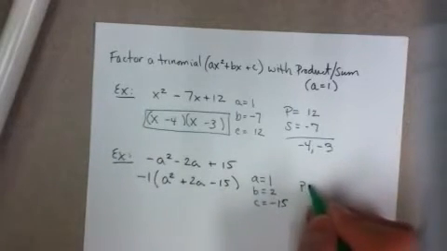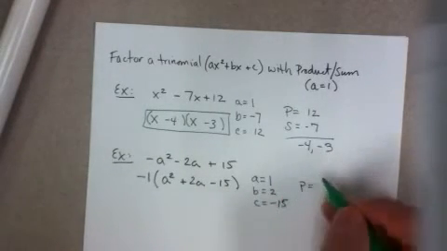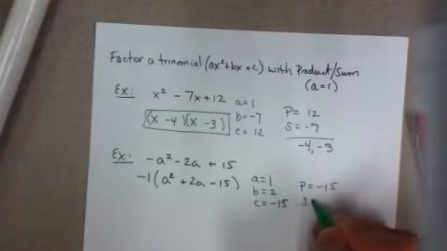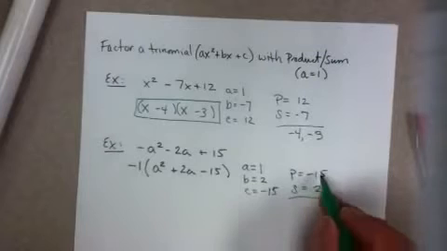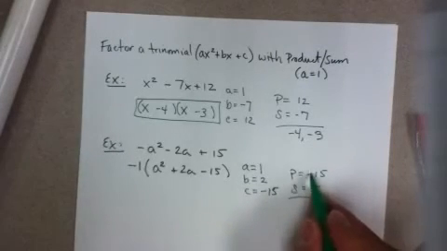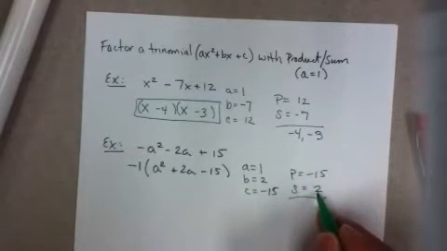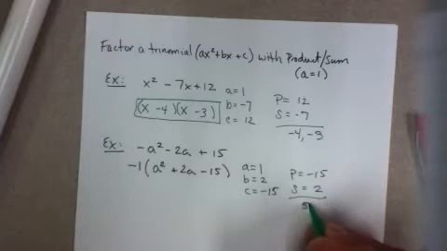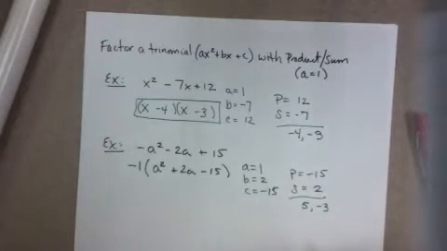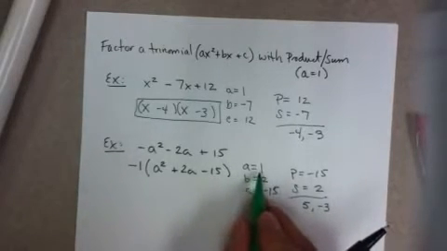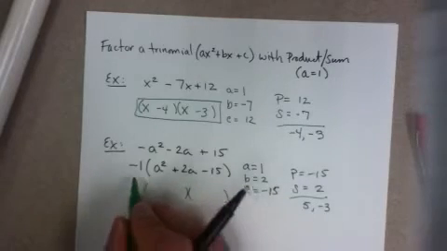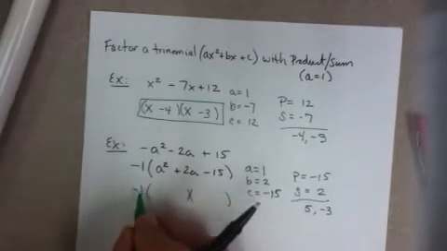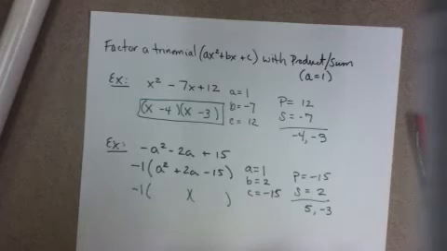Well, the product sum method works the same way here. Product is a times c, which would be -15. The sum is b, which is just 2. And the two numbers that work, meaning they multiply to -15 and they add to 2, would have to be positive 5 and -3. So once again, since a is 1, this is the simpler method where we break this into two binomials. The -1 has to remain in front. We factored that out in the beginning.